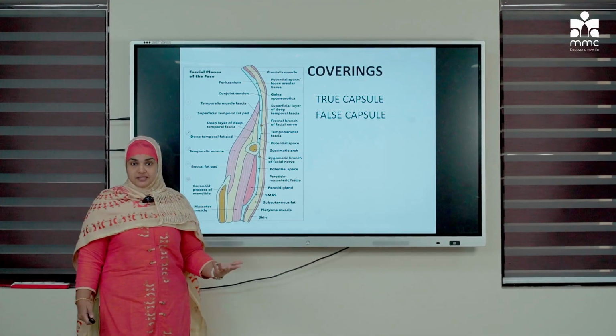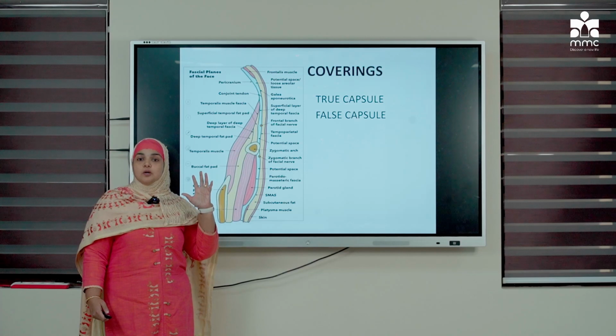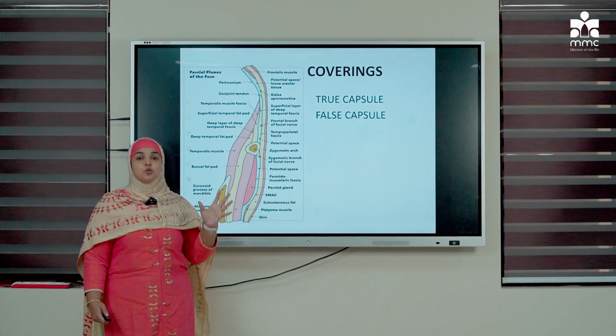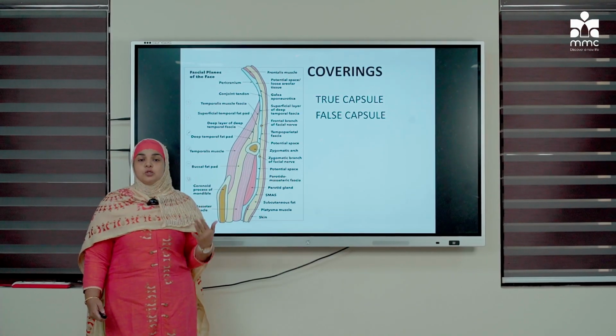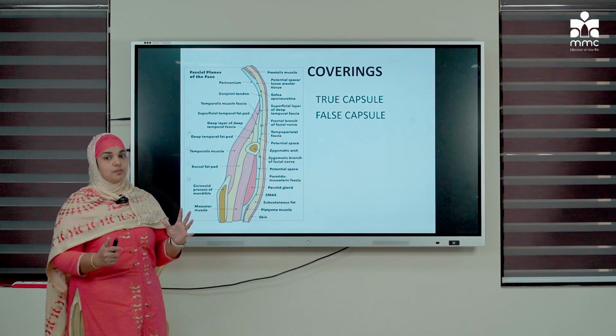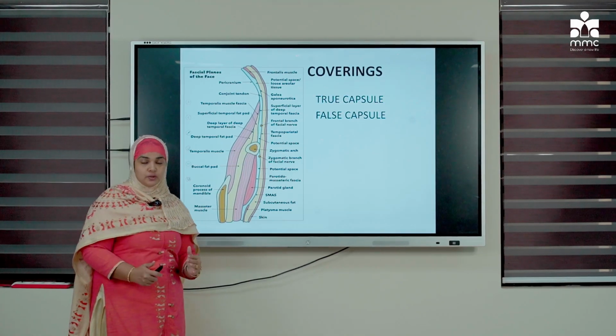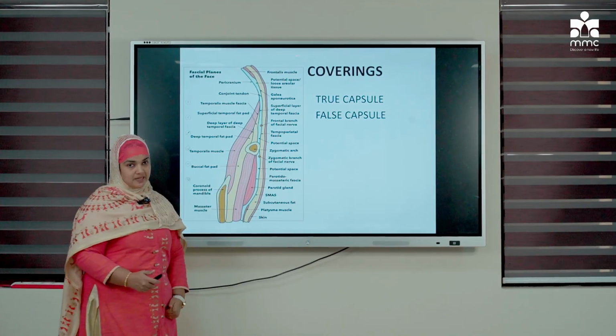So what are the coverings? What are the coverings of the parotid gland? Like any gland, the parotid gland also has a true capsule and a false capsule. True capsule is always formed by the condensation of the stroma. Condensation of the connective tissue of the gland itself forms a true capsule. But what forms a false capsule?